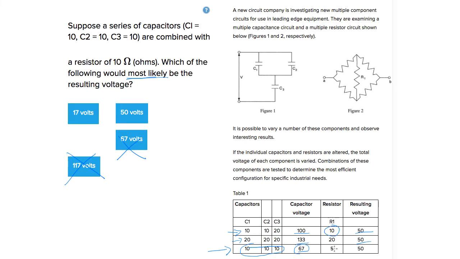Well, the resistor of 5 ohms already brings the resulting voltage to 50, so we can rule that out because we have a 10 ohm resistor, and we can assume that that's going to bring us down to this smallest amount of 17 volts.